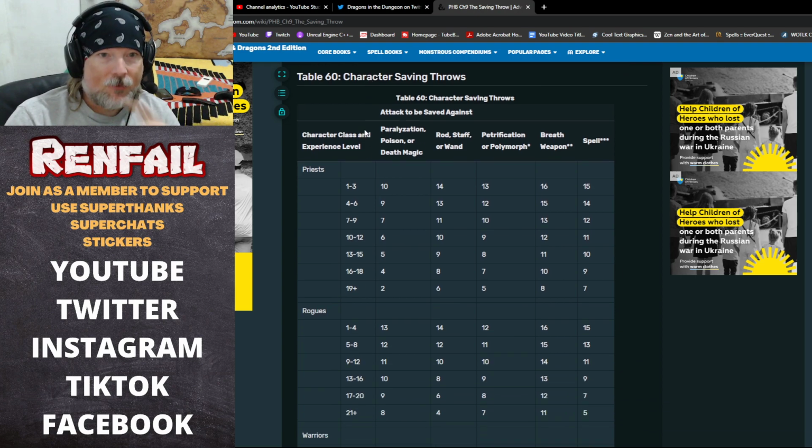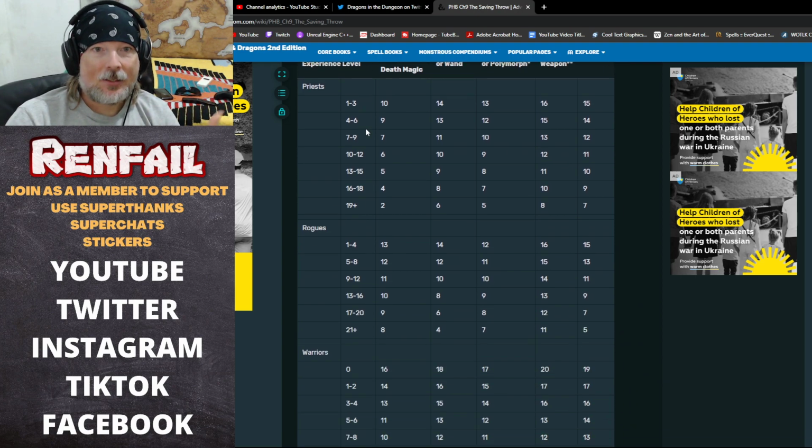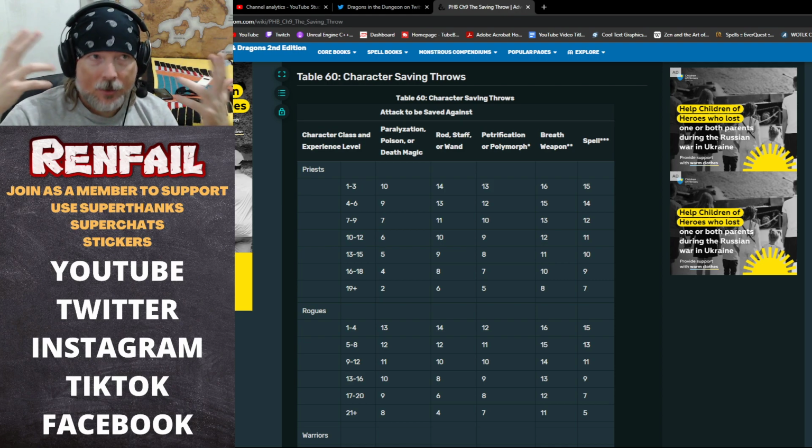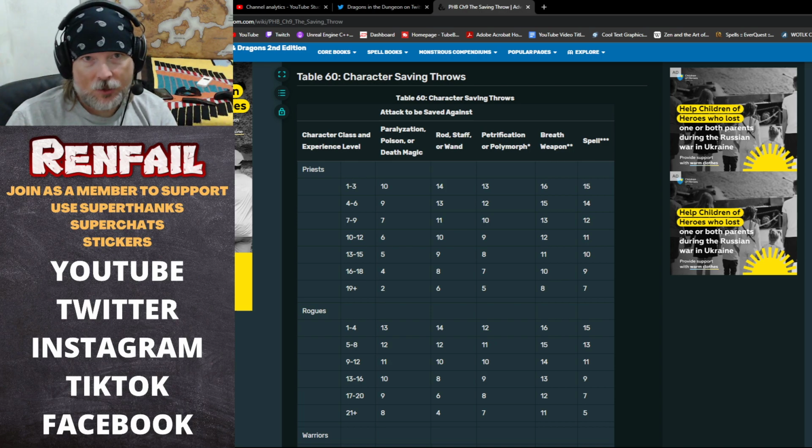So, and this is the cool thing, every class had a different modifier. Different classes were able to save against different things better or worse than the other classes because of their inherent, you know, classness. The rogue is going to be better at this, the priest is going to be better at this, the wizard is going to be better at this. And that all kind of became homogenized with 5th edition.